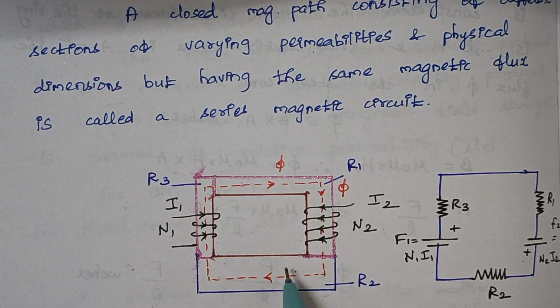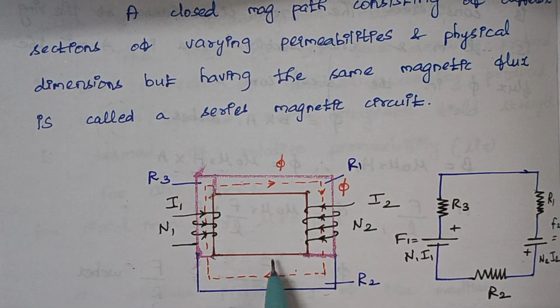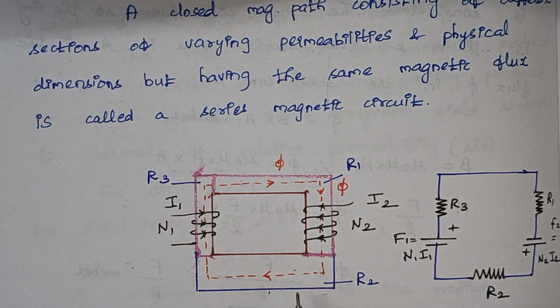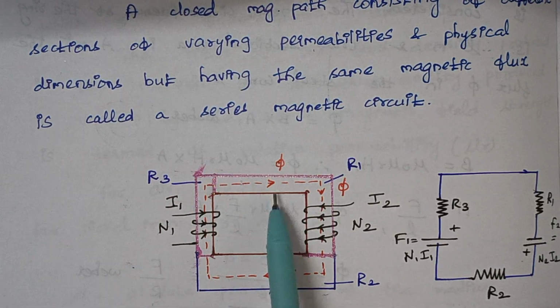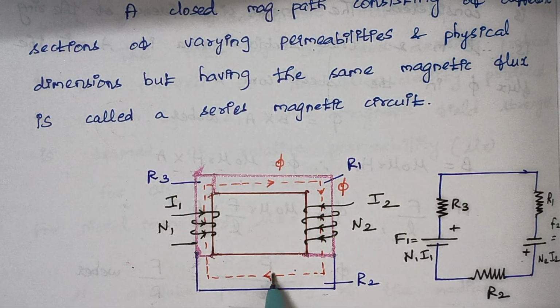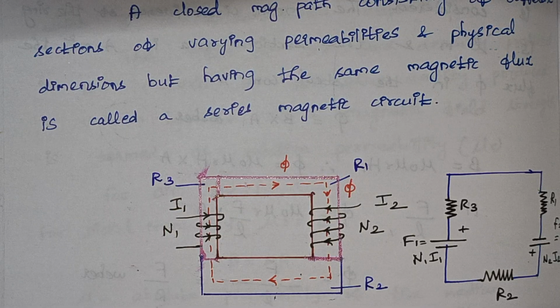And when you look at the dimensions, they don't have the same dimension. Here the area is minimum, whereas here the area is broader. But though they vary in their permeabilities and physical dimensions, the flux flowing through this path remains the same. For example, if a flux of 10 flows through this path, the same value of 10 flows through this path also. So whenever in a closed magnetic path the value of flux remains constant irrespective of the permeabilities and physical dimensions, that circuit is known as a series magnetic circuit, right?